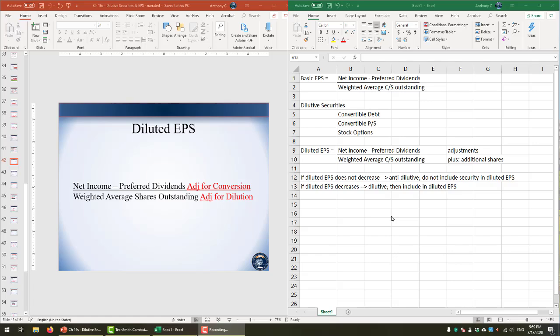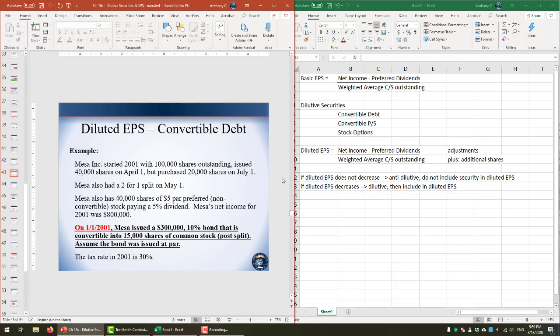Now that we've got the big picture behind diluted EPS, let's work through some examples of convertible debt, convertible preferred stock, and stock options so we can understand fully how to calculate diluted EPS. So we'll start with convertible debt. We're using the same example that we were working on earlier with convertible debt dealing with Mesa Company.